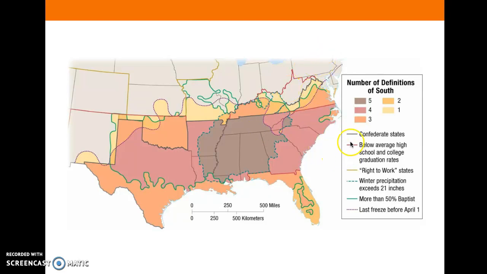And so some people, if you look at the definition of the South, some people consider Confederate states as belonging to the South. Some people look at below average high school and college graduation rates as being a right to work state. Having winter precipitation exceed 21 inches, so having a wet season and a dry season instead of like a spring, winter, fall, and summer. Being more than 50% Baptist. Having their last freeze before April 1st.